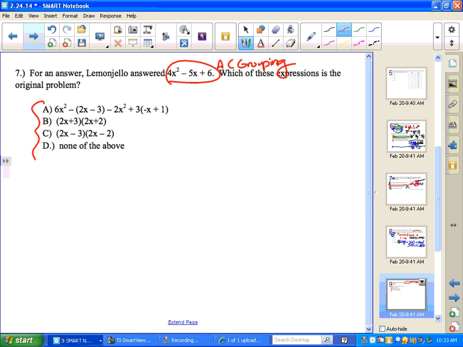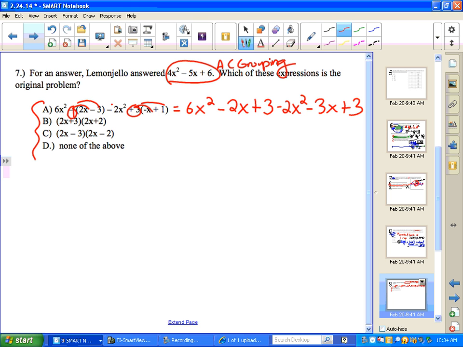So in letter A, we just need to simplify this expression. There's a negative in front of these parentheses, so we're going to distribute that negative, and we're going to distribute this positive 3. So we have 6x squared, we're just going to rewrite it. Negative 1 times 2x becomes negative 2x. Negative 1 times negative 3 is positive 3. The minus 2x squared gets rewritten. And then positive 3 gets distributed through. So we have minus 3x plus 3. So we just distributed the negative 1 and we distributed the 3.